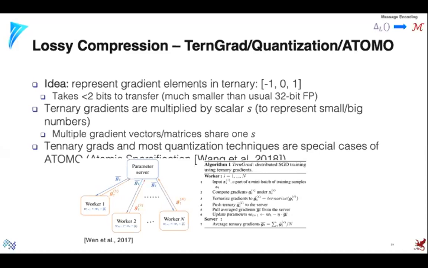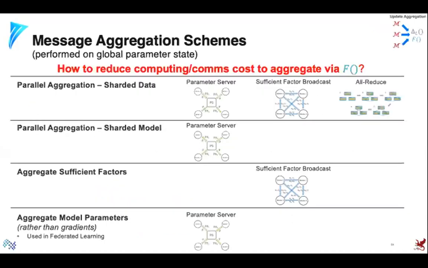It also is kind of a general theory that subsumes TernGrad, as well as other methods such as QSGD. All right, so that was the first part about how to get messages smaller and more compressed. Now let's talk a little bit about how different message aggregation schemes can reduce their cost.